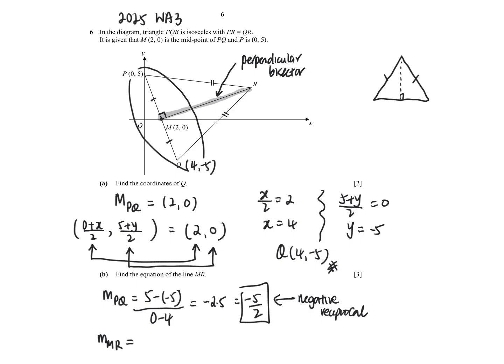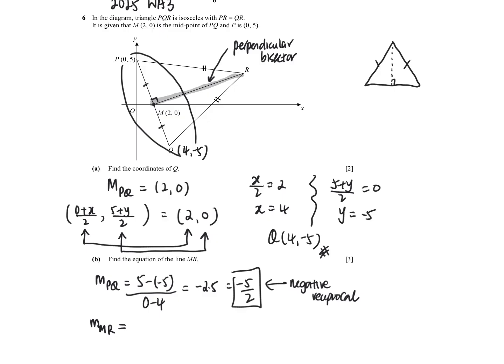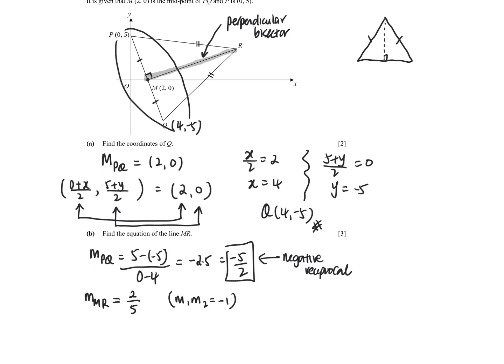M1 times M2. So if you reverse the sign and flip the fraction, you end up getting 2/5. Or you can use M1 M2 equals to -1. Same thing. So I know the gradient of this line already. I know the midpoint is (2, 0). Then I can find the equation. Okay, so this is the equation I want.